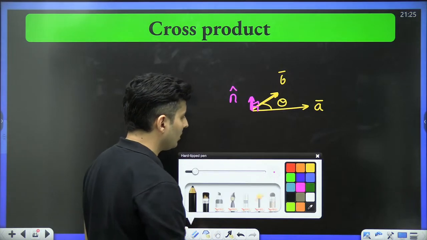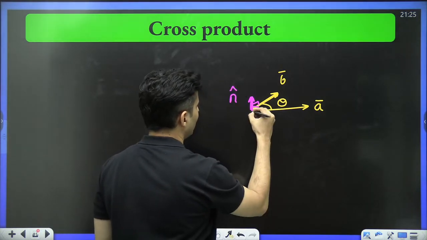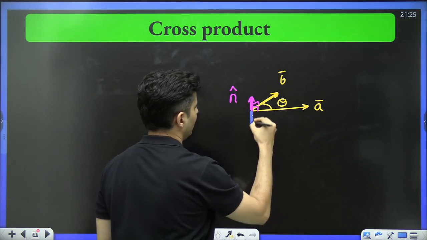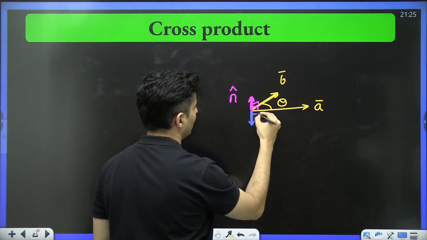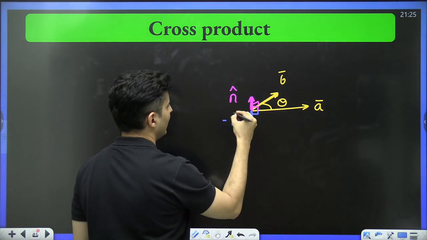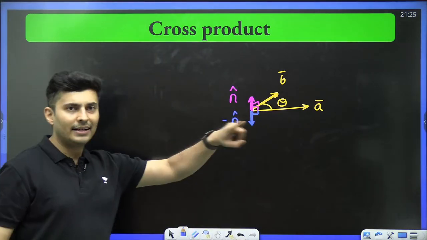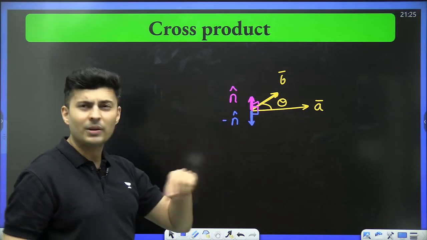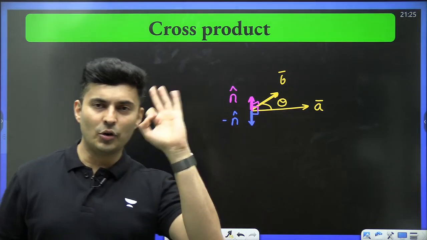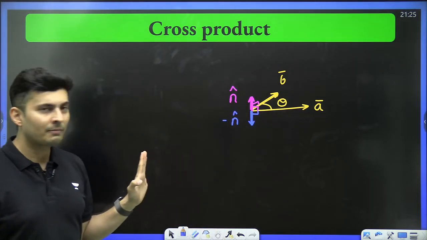You can also draw the opposite side. This will be downwards like this. Unit vector is also perpendicular. This is minus n cap. How did I decide the direction, whether I should take it up or down? I will come to it in a bit. But I hope this much part you are able to visualize.